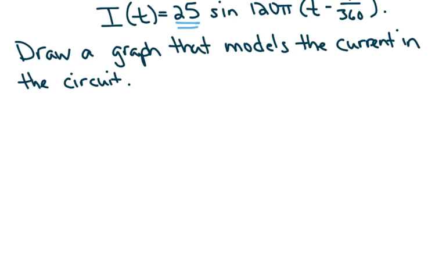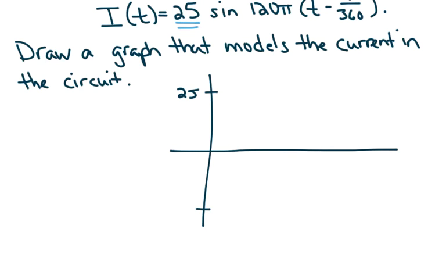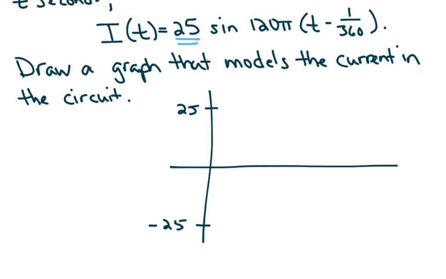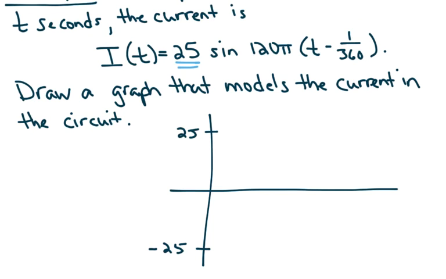So now when I go draw my graph, and again, just like we did before, cheap graph, call this 25, call this negative 25. Next, let's find the period. The period is 2 pi over k. In this case, k is 120 pi. Those pi's cancel, and you're left with 1 over 60. And then the phase shift.